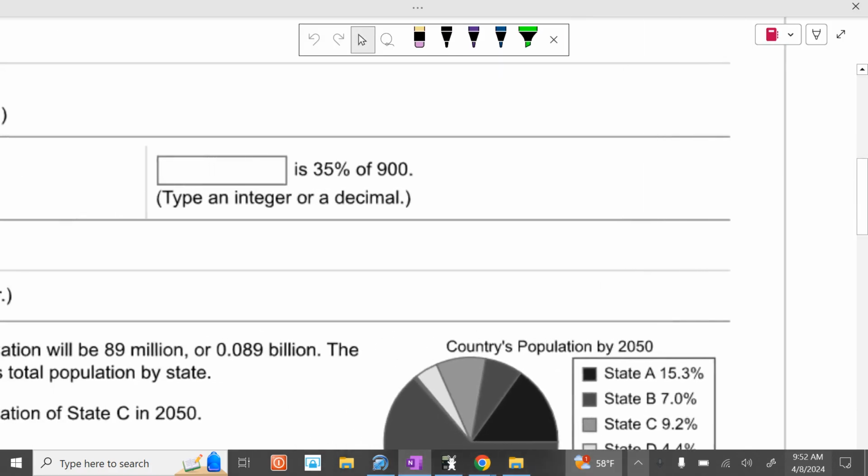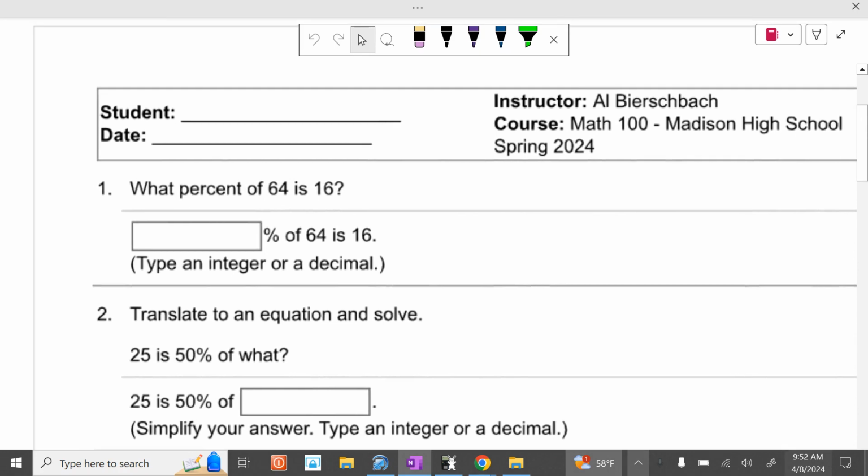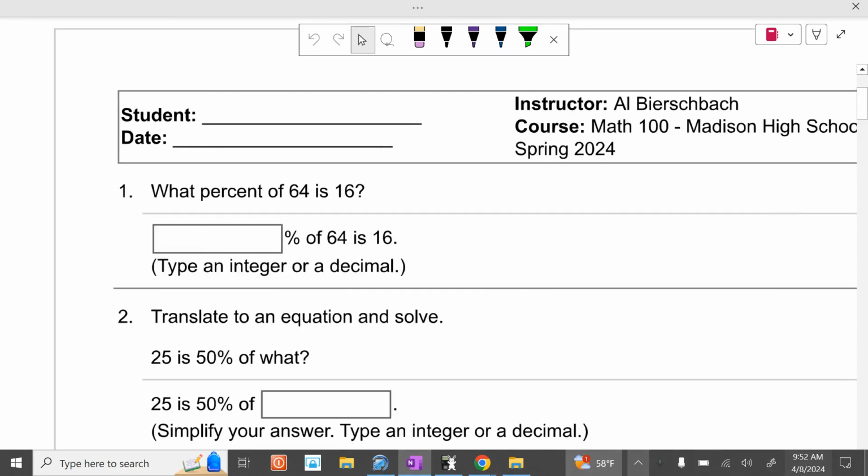Okay, quiz. Of means times, is means equals. So what percent of 64 is 16? What percent of means times 64, is means equals 16. So how do you get x alone? Divide by 64.